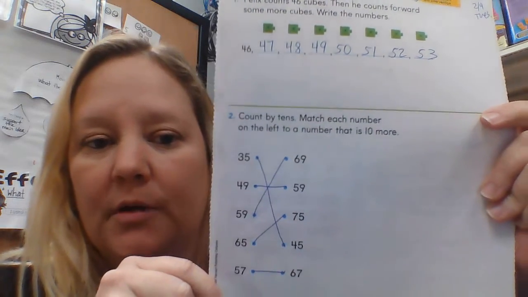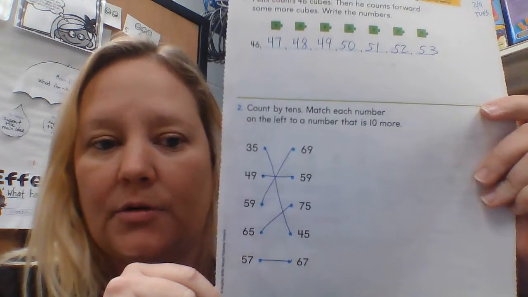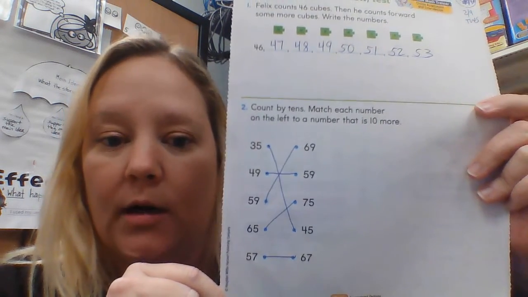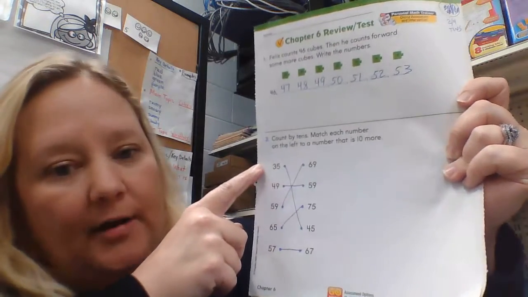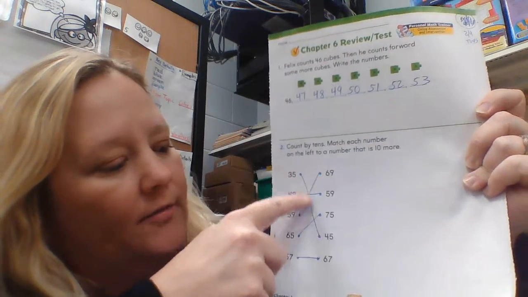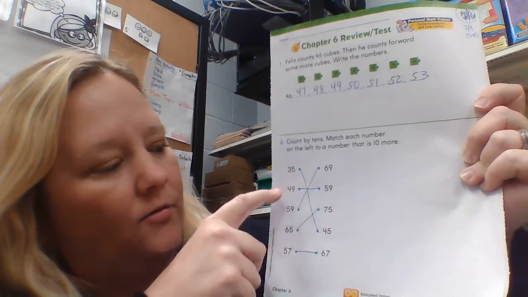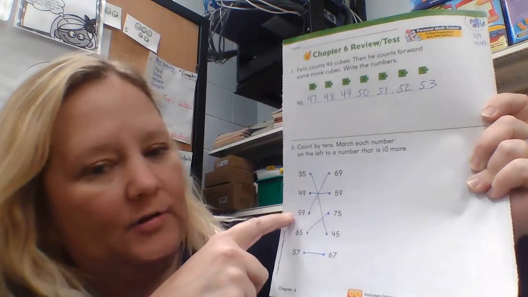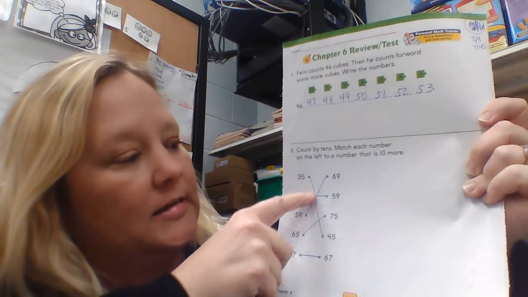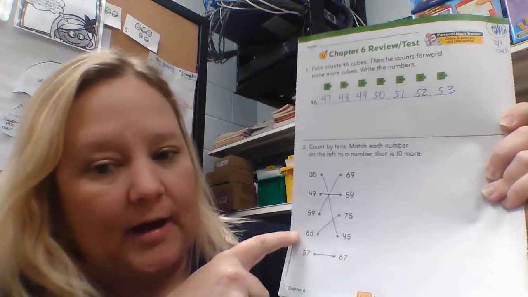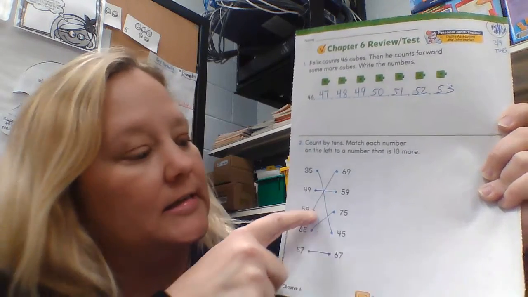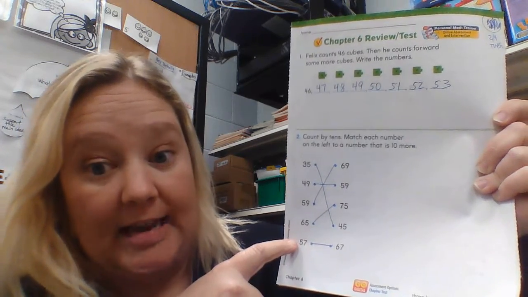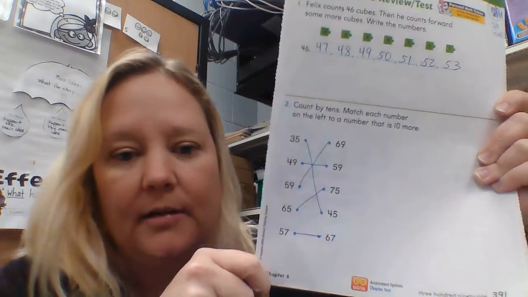For number 2, they wanted you to match the numbers, and you're matching them by which one is 10 more. So for example, 10 more than 35 is 45. 10 more than 49 is 59. 10 more than 59 is 69. 10 more than 65 is 75. 57 plus 10, 10 more, is 67.